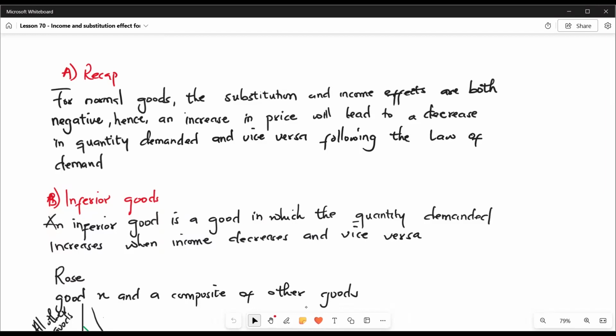So, in our previous lesson, we saw that for a normal good, the substitution and income effect are both negative. Hence, an increase in price will lead to a decrease in quantity demanded, and vice versa, following the law of demand. In today's lesson, we will move on to the case of inferior goods. So we remember that an inferior good is a good in which the quantity demanded increases when income decreases, and the quantity demanded decreases when income increases.